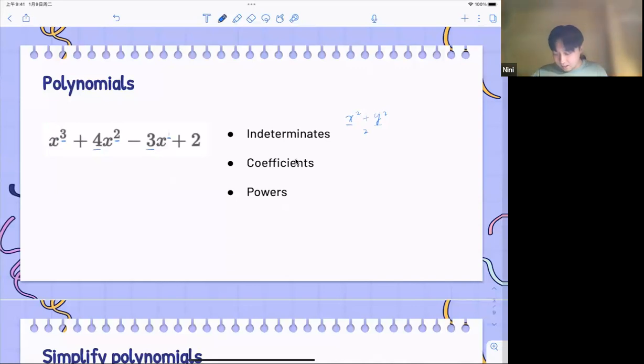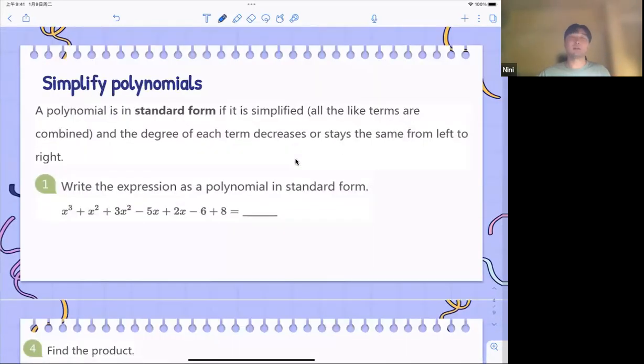Okay, let me move down to our major task today, which is trying to simplify polynomials. Why do we need to simplify polynomials? This is because a polynomial is in standard form if it is simplified. So if we want to get a standard form, we need to simplify it. So let's see the following.